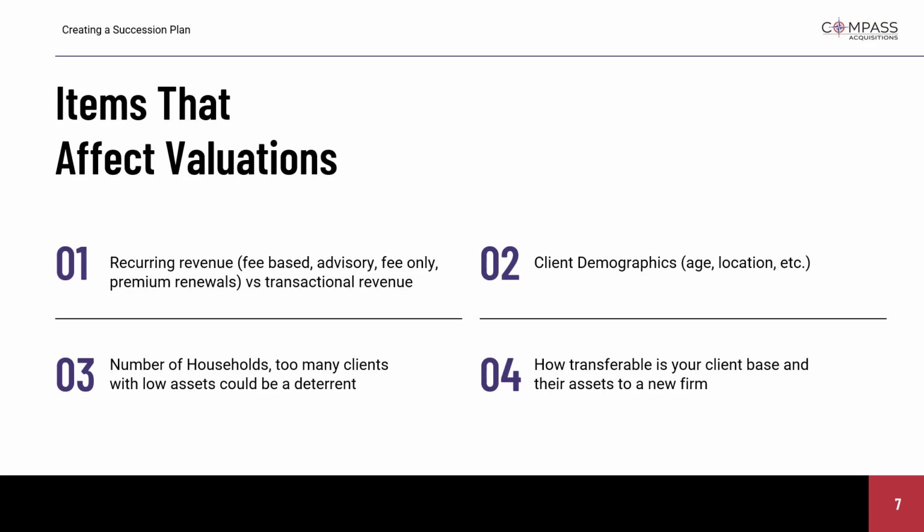How many households is another one. If you have 30 million with 1,000 households versus 30 million with 30 households, your book is going to be worth more the higher the worth of the client or the household is. How transferable is your client base and their assets to a new firm? Touched on that briefly a few slides back. Portability is big. You want to make sure that whoever you're going over to is able to take on the assets and products that you have at your firm currently. So that's something you want to make sure you look into before potentially making a move over to a different BD, for sure.